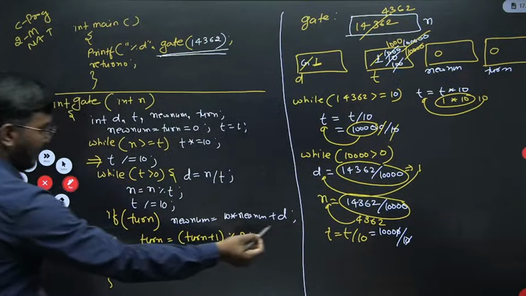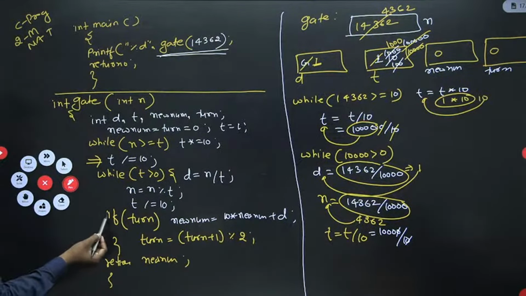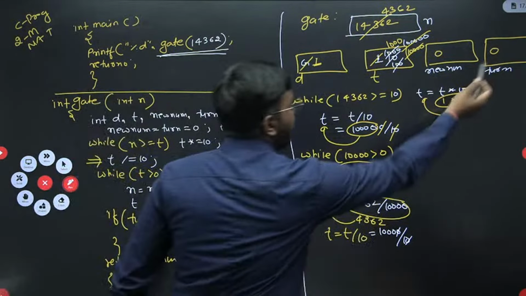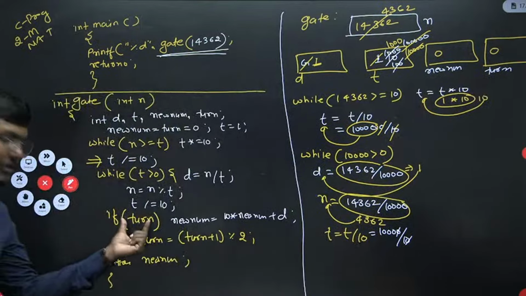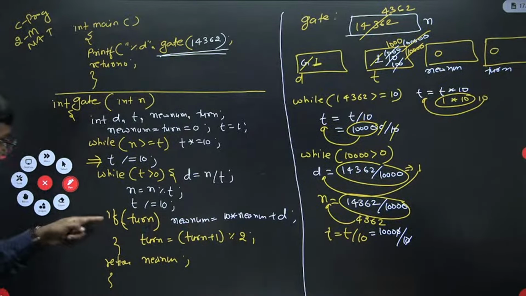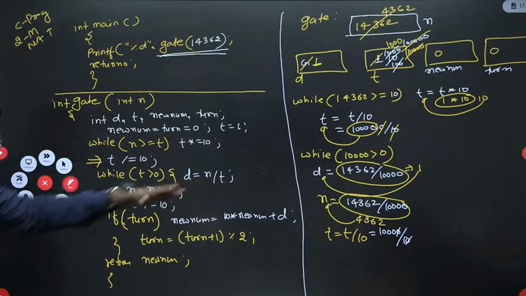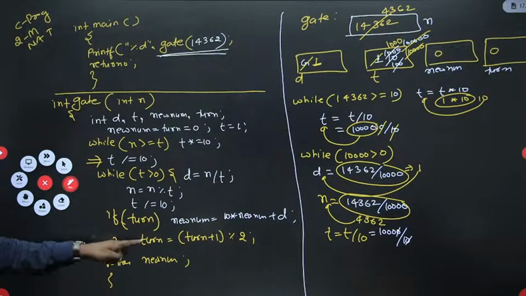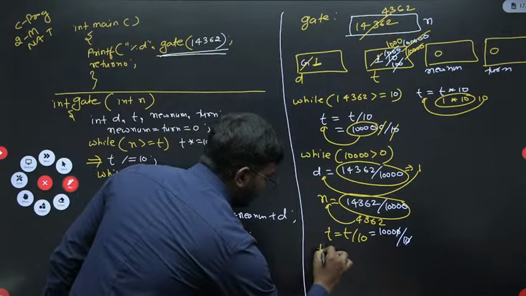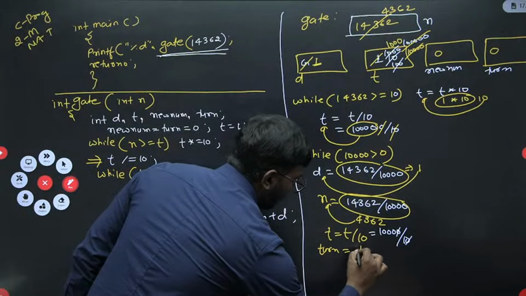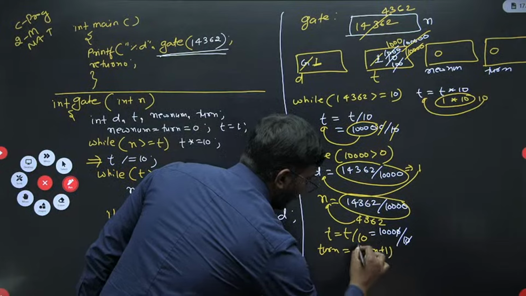Again after this, check the condition. What is the condition? If turn, what is turn? Turn is 0 only. So if the turn is 0, the condition will be false. Now if the condition is false, don't update the new num. Just go and first update the turn. What is turn? Turn equal to turn plus 1 modulo 2.